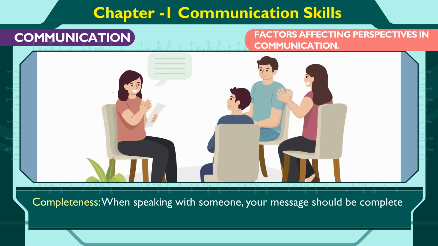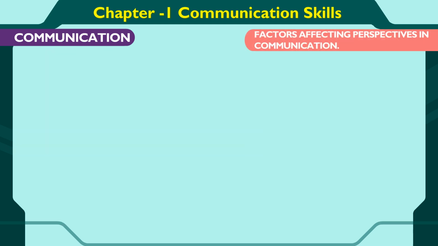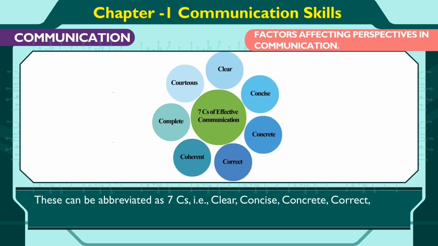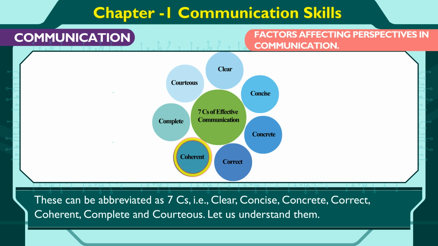Completeness. When speaking with someone, your message should be complete and supported by details and justifications. 7 C's of effective communication. Effective communication can happen if we follow the basic principles of professional communication skills. These can be abbreviated as 7 C's, that is, clear, concise, concrete, correct, coherent, complete, and courteous.